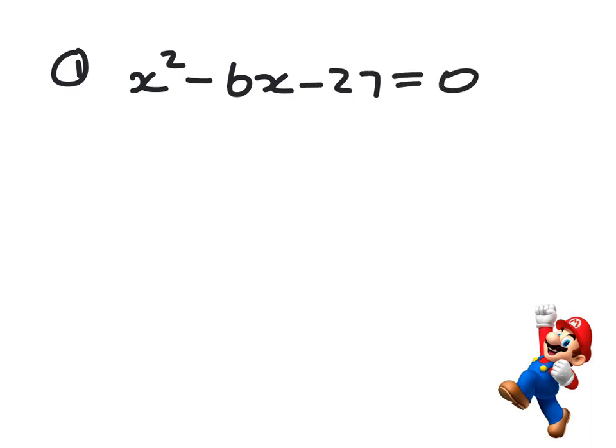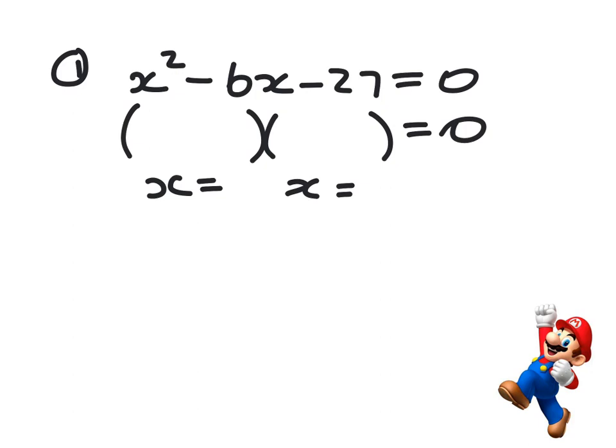Okay, question number 1. The question tells us first of all we have to solve the equation x squared minus 6x minus 27 equals 0. So we're going to solve that by factorising into two brackets. Then each bracket is going to give me an x number. Now these x numbers that you've just found, they tell you where the graph crosses the x-axis.